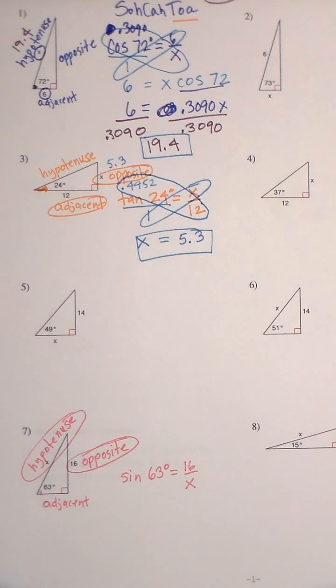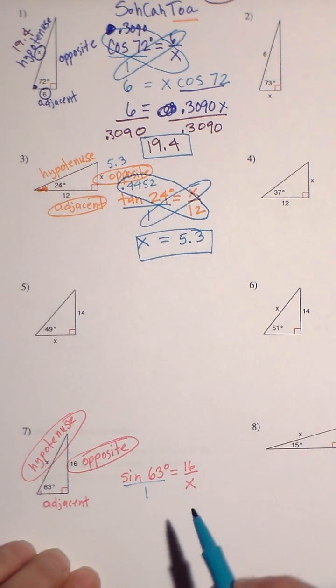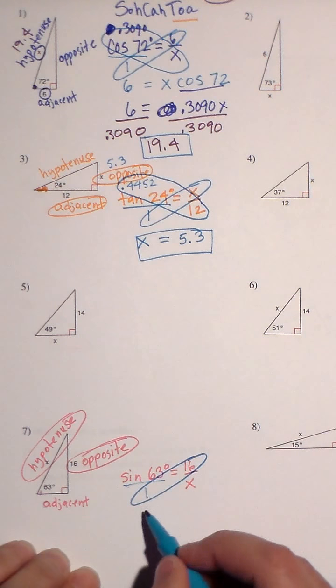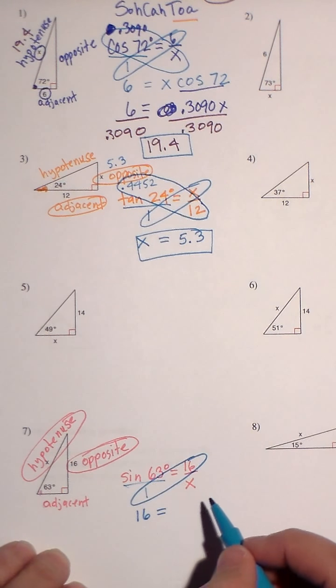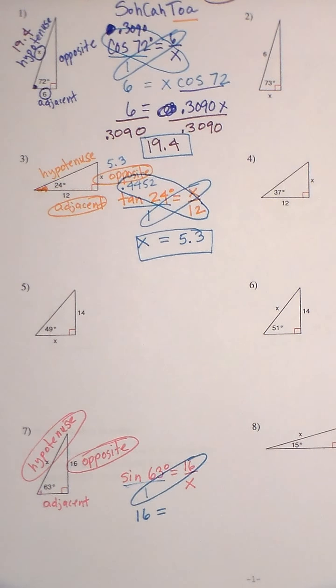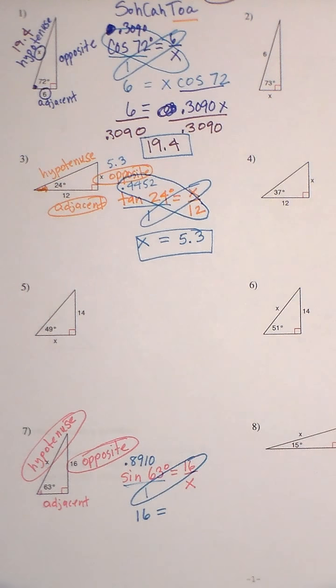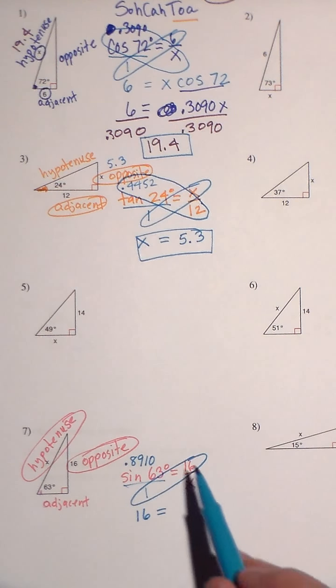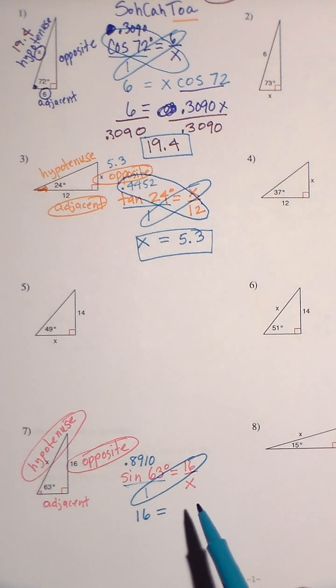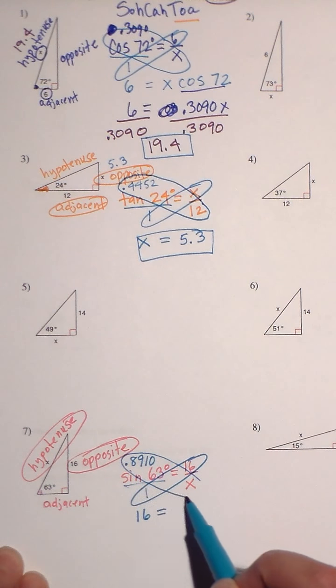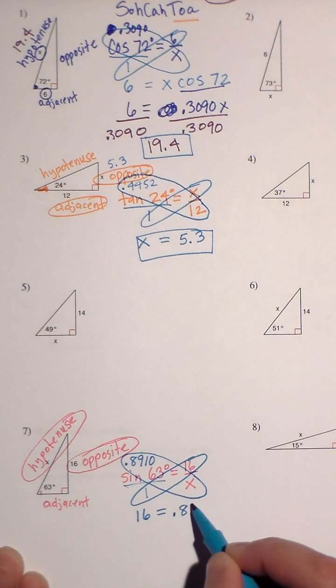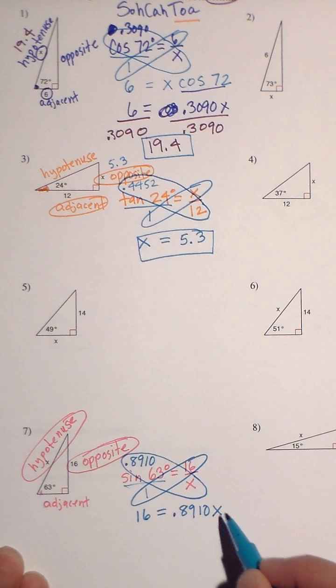So now from this point, I'm going to do the same thing. I'm going to put this over 1. I'm going to cross multiply. 16 times 1 is 16. And then I'm going to cross multiply this. I'm going to do sine of 63 and get 0.8910. And remember, I like to go to 4 decimal places just to be as accurate as possible. So I'm going to cross multiply here. 0.8910 times x is just 0.8910x.